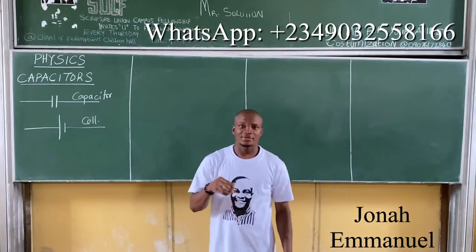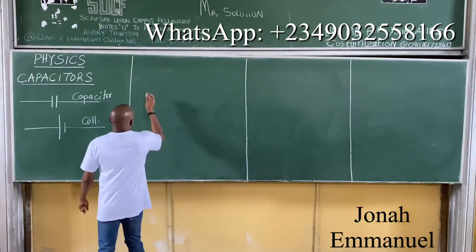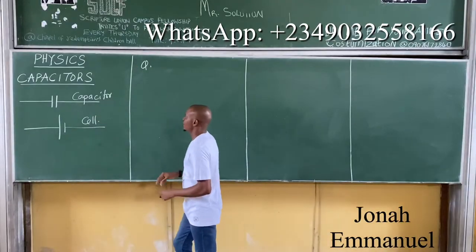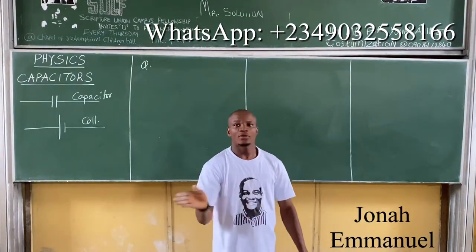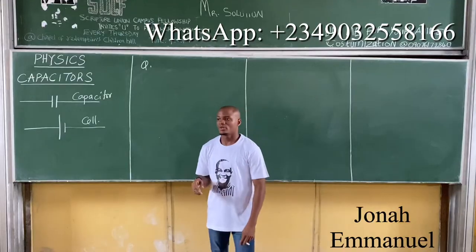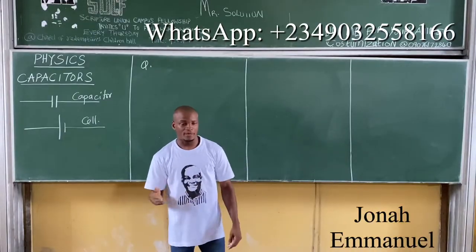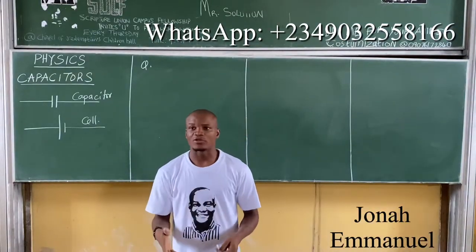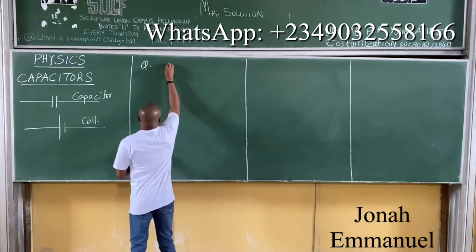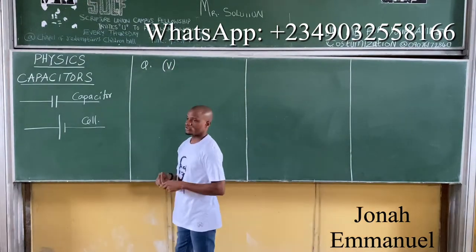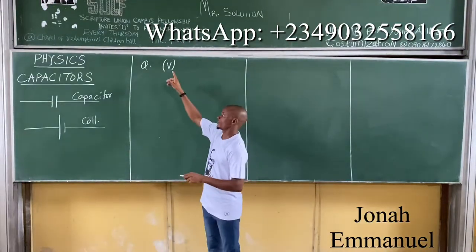It is discovered that the electric charge Q flowing through a capacitor is directly proportional to the potential difference across its terminals, in brackets V.